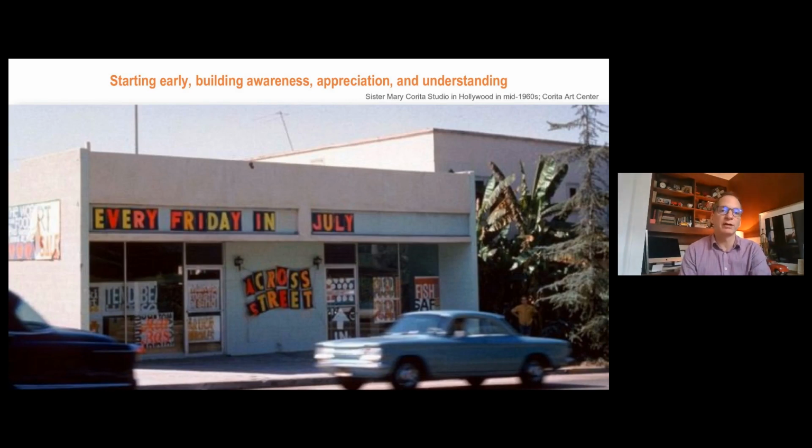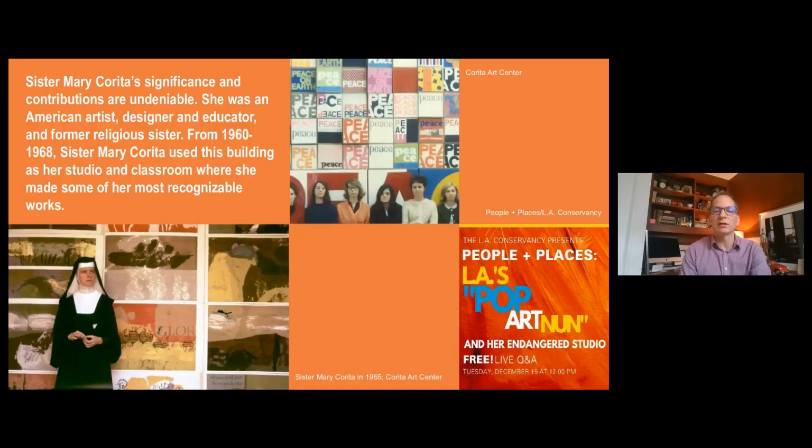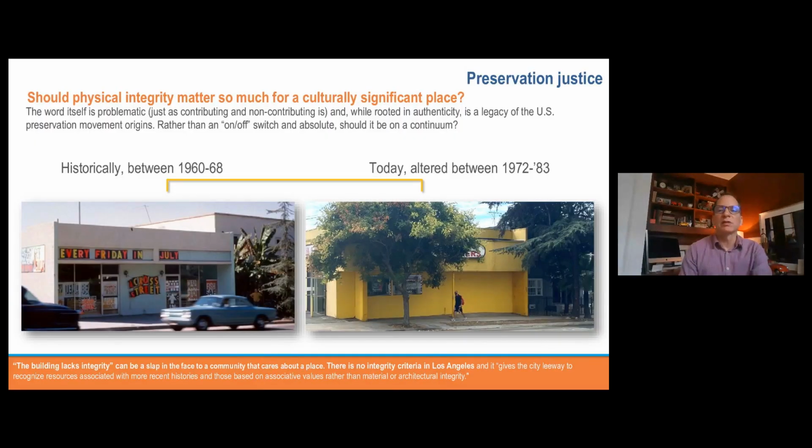This is the Sister Mary Corita studio in Hollywood. Here we see it in the mid-1960s. Sister Mary Corita was significant as an American artist, designer, educator. She was a former religious sister, but from the 1960s, she was developing art with students in this very simple building. She's sometimes referred to as LA's pop art nun in terms of what she was accomplishing here.